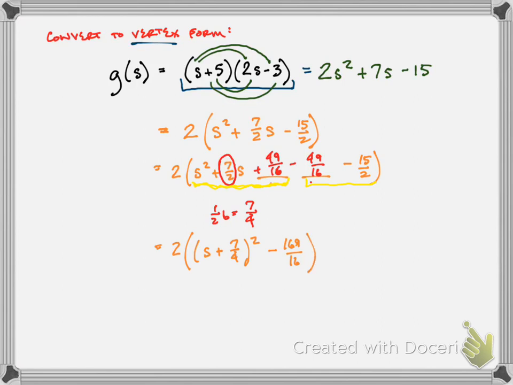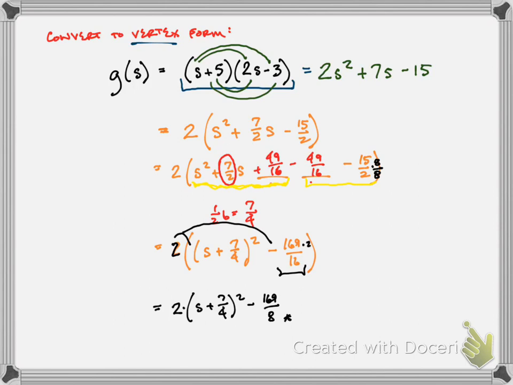Again, I know by now that you know, because I've tested you on it, how to find a common denominator. I would multiply this by 8 over 8, and I'd add them together. I just punched this in to save myself a little more time. We'll redistribute our 2, and we're left with 2 times the quantity s plus 7 over 4 quantity squared, minus 169 over 8. And the reason my denominator has been converted to an 8 is because this 2 got distributed, and 2 over 16 reduces to 1 over 8.